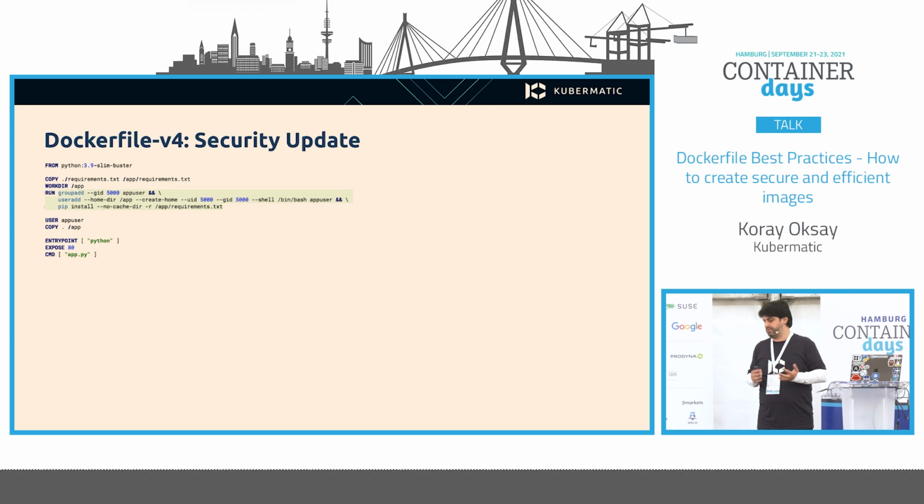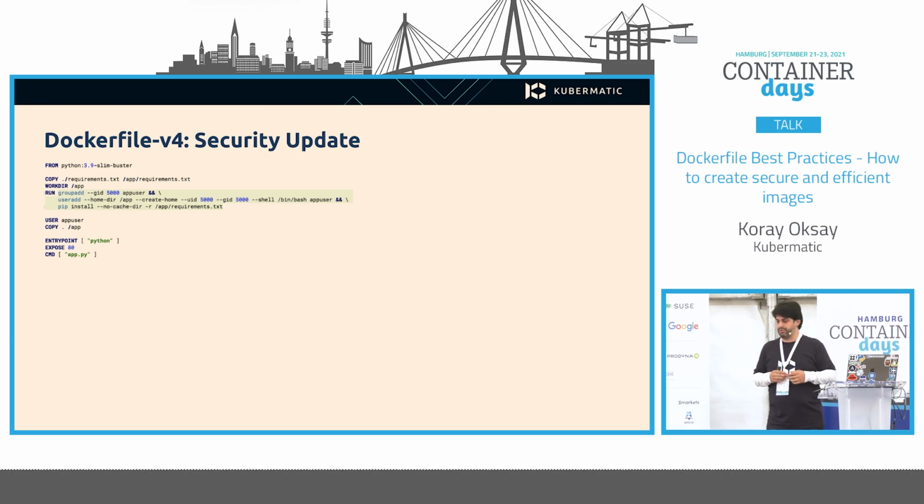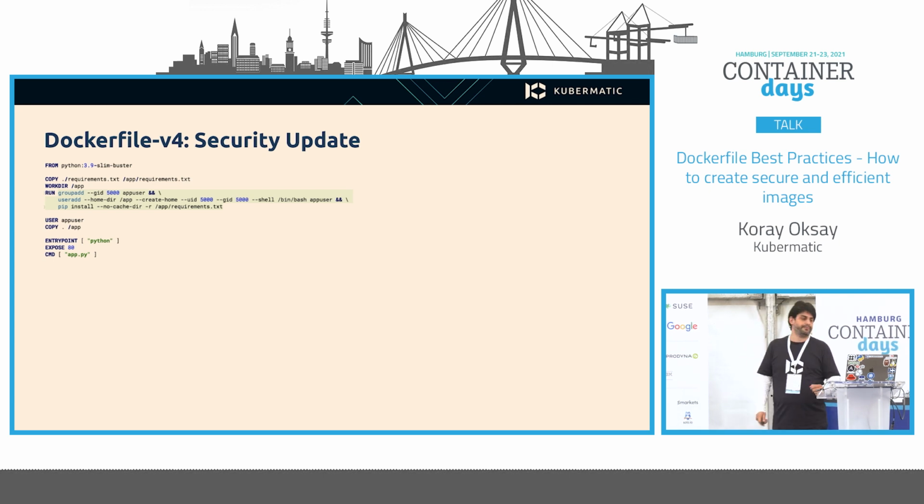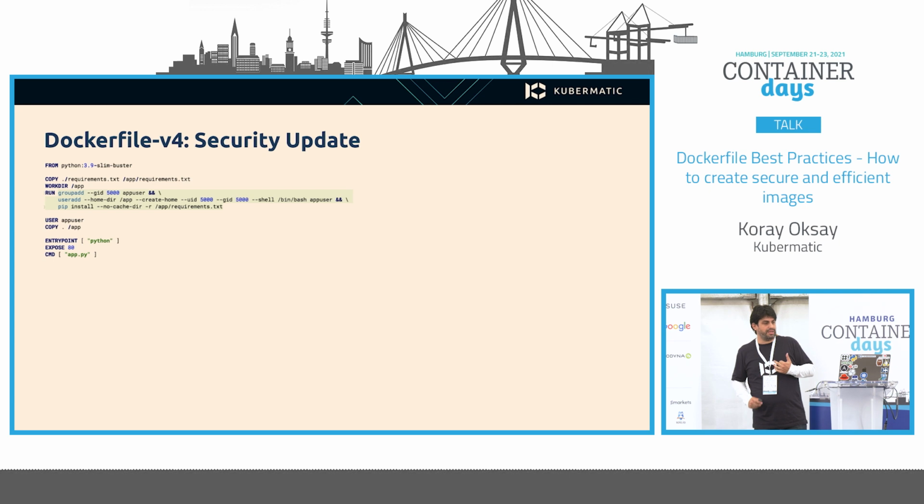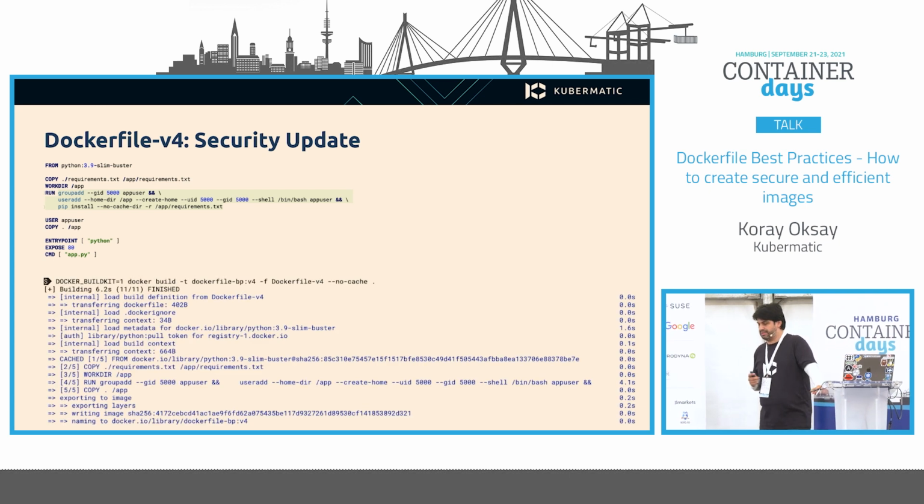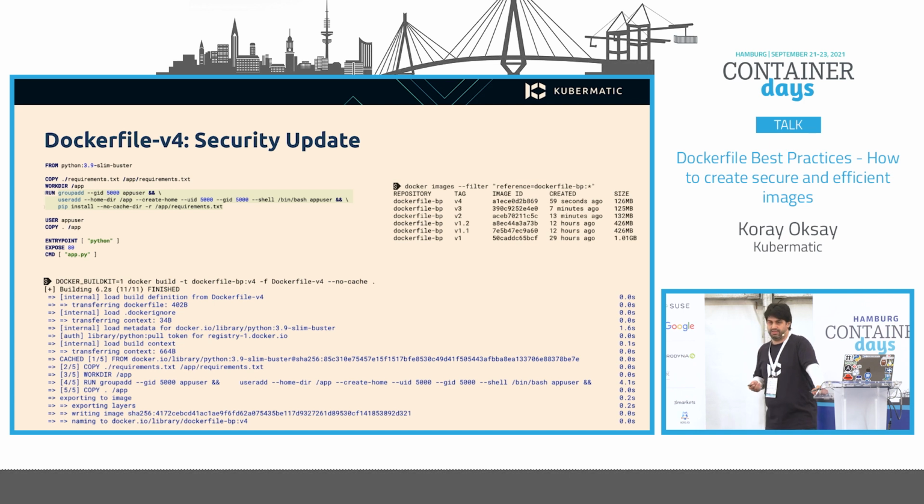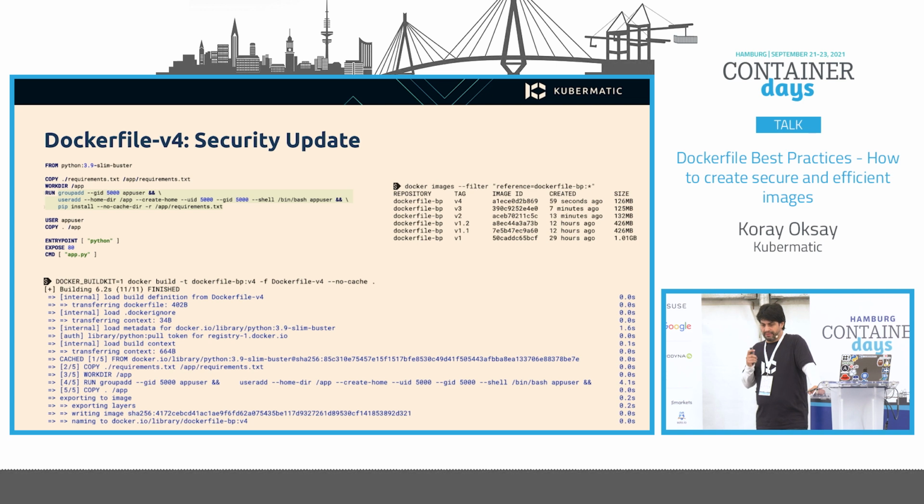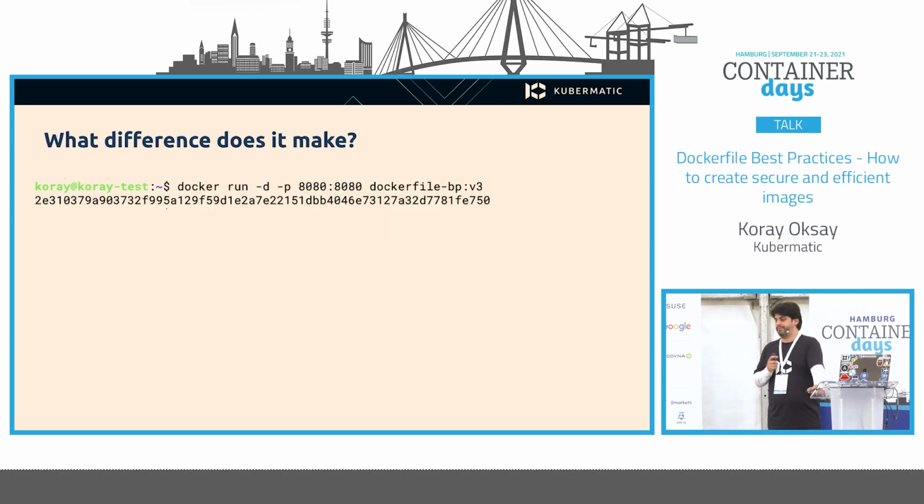I used user ID 5000, but it can be anything, and I said, okay, app user will run this. So if we build it again, the time and size will not be different. We just added one user, that's fine. But what is the difference now?